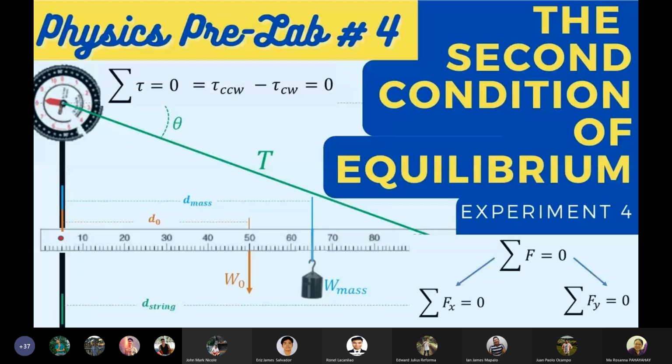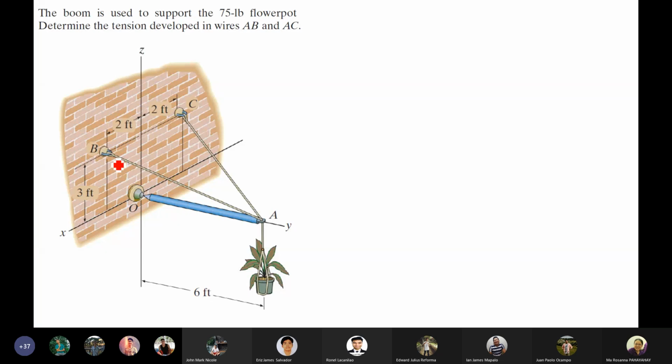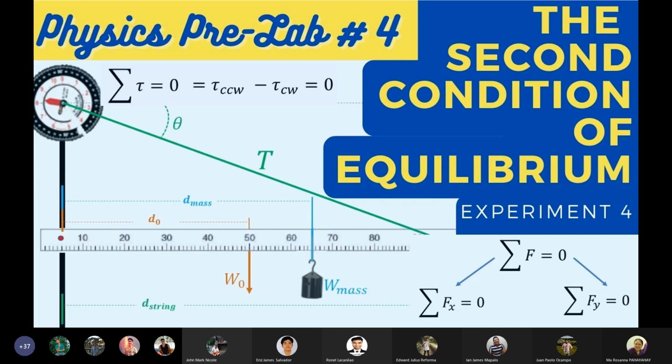Okay, this is also the same with hang bridge, which is this system. So, merong mass, merong meter stick, merong tension, pero this case, 3D na tayo. Okay, pag-uusapan natin 3D. Kakaintindihan ba tayo? Siguro natatandaan nyo yung pag-solve nito, tama?